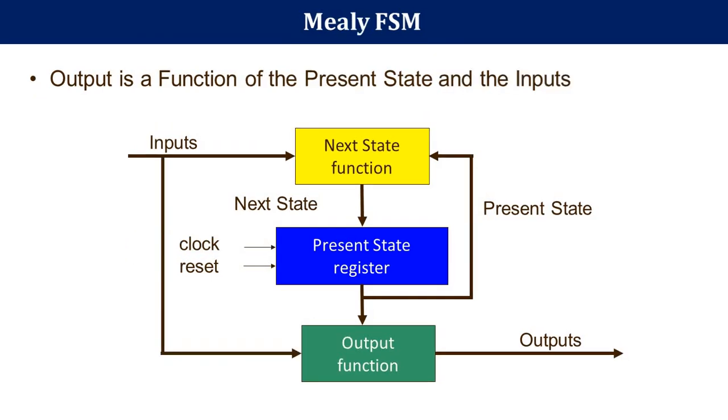Similarly, if we understand the Mealy FSM, this is somewhat different. Here the output is not only a function of the present state, but also a function of the inputs. Hence, the output is a function of the present state as well as the input. Hence, there is a slight change in this diagram. The output function is also connected to the input, meaning inputs are provided to the output function. Hence, the output is a function of input as well as present state.